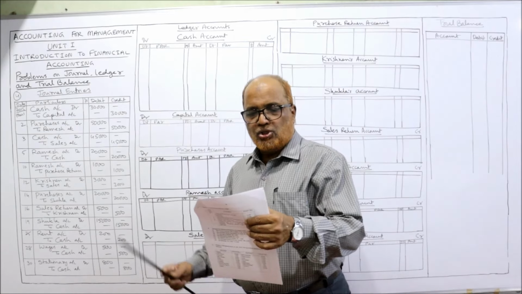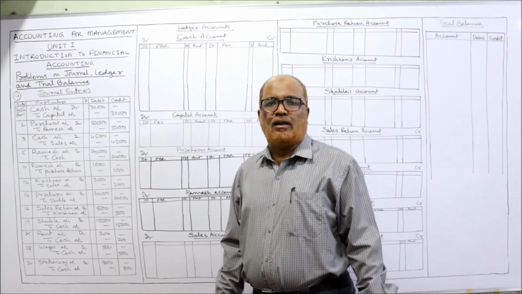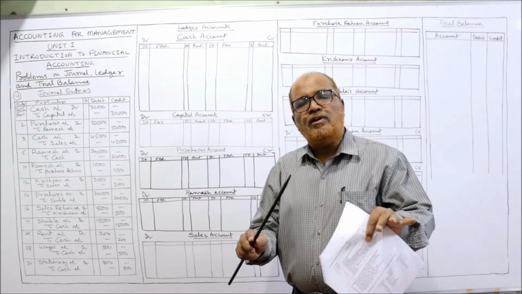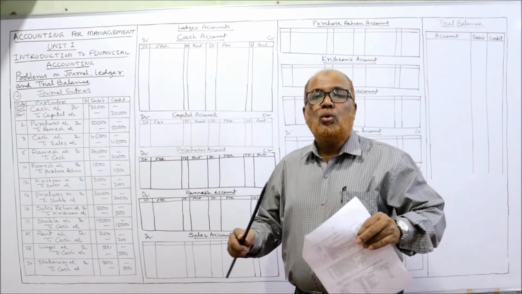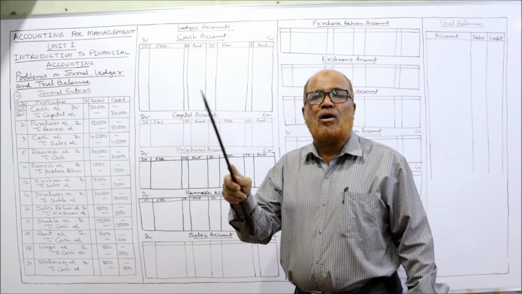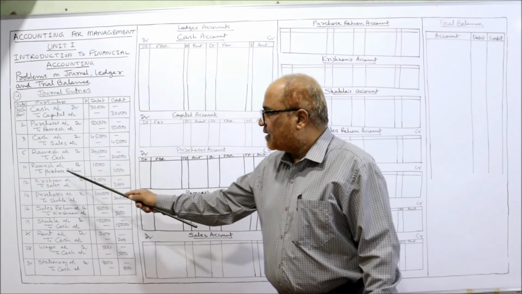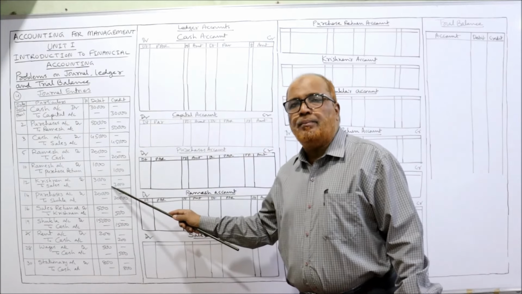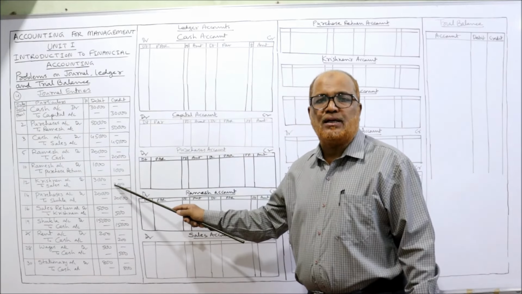Next, 12th. Sold goods to Krishnan. It is a credit sale. Sales account will always be credited. To whom we are selling? Krishnan. So entry will be Krishnan account debtor to sales. Krishnan account debtor 3000 to sales 3000. Being the goods sold on credit.